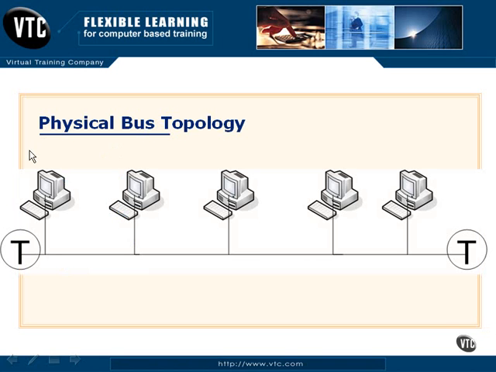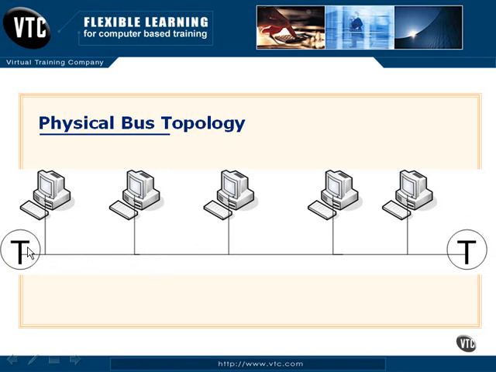Now, a funny way to remember this: if you imagine the terminators as being wheels and each of the computers being people on the bus, it makes it easier to recognize when you see it. When you walk up to a physical bus network, you'll notice that each of the computers has its own connection to the same network cable as each of the other computers. You also notice these T's over here, and they stand for termination.